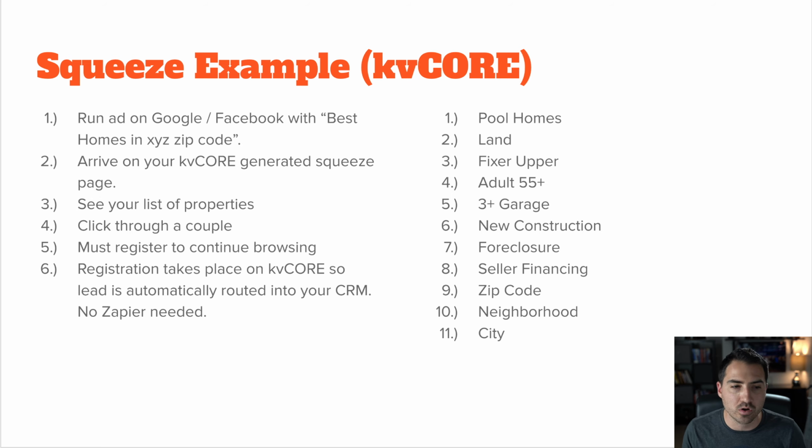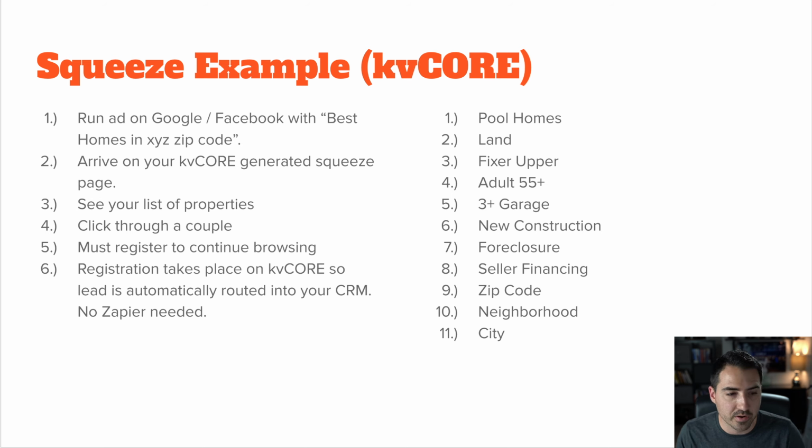And there are all these different categories that you can do as far as a squeeze page. You can do pool homes. You can do homes on land. You can do fixer-uppers. You can do adult 55 plus, adult communities, 3-car garage homes, new construction, foreclosure, seller financing, zip codes, neighborhoods, and cities, right? Those are all the different squeeze pages. That's actually not all. You could do more than that if you want and get creative with it. But just know your market, know what people are looking for, and try a few of them.